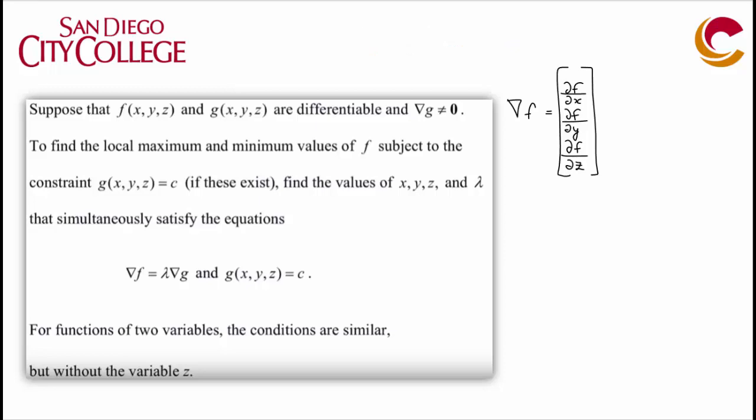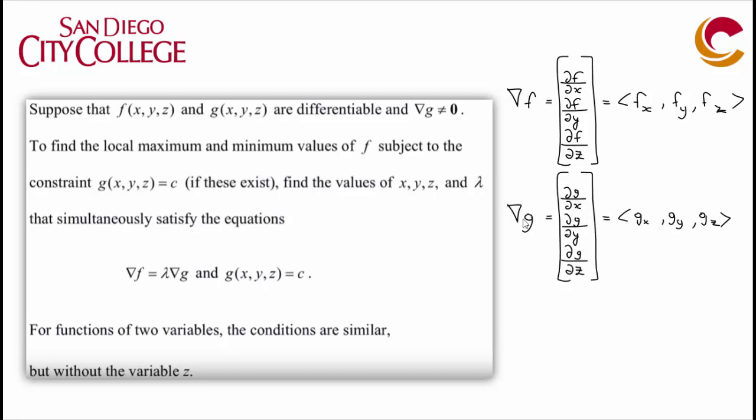Recall that the gradient is a function that takes in a point in space and outputs a vector. So the gradient of f is the partial derivative of the function with respect to x, then with respect to y, and with respect to z as first, second, and third components. Another way of writing this is the partial derivative with respect to x, partial derivative with respect to y, and partial derivative with respect to z. To find the gradient of g, we do the same. We take the partial derivative of g with respect to x, the partial derivative of g with respect to y, the partial derivative of g with respect to z. Again, this is the same thing, just written in a different form.